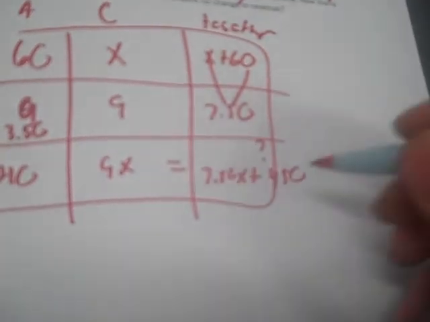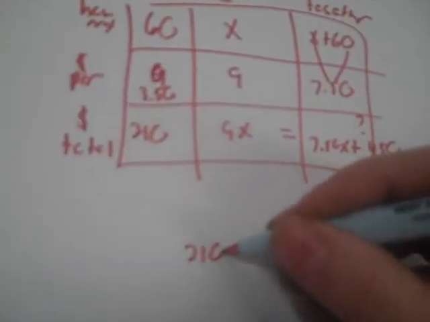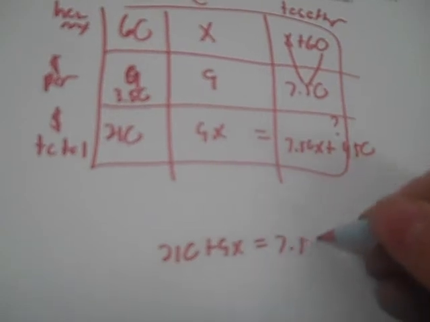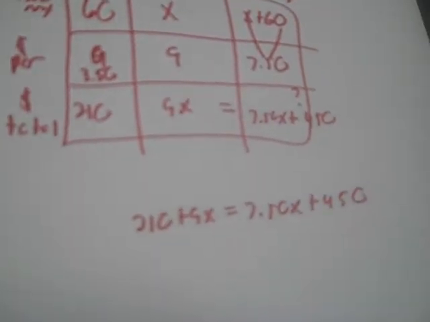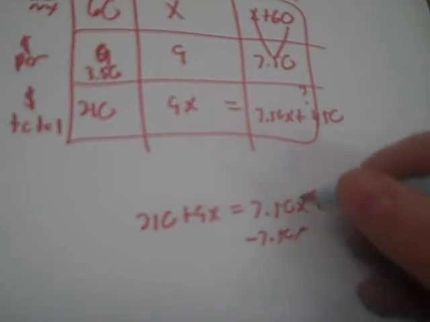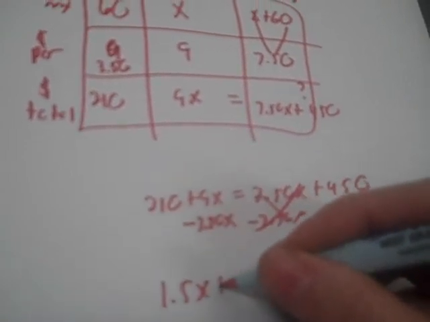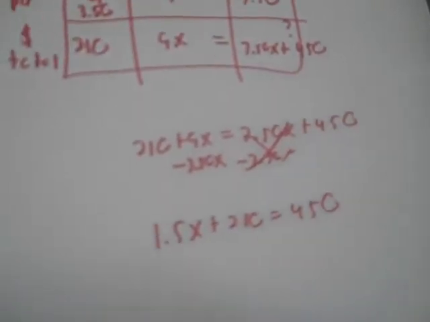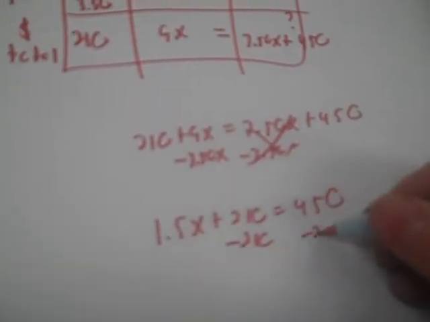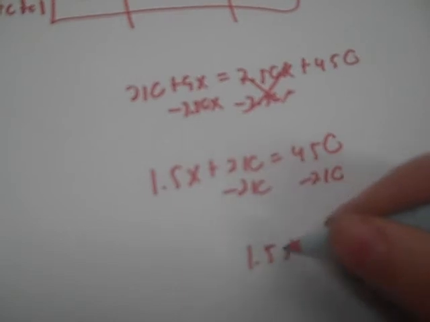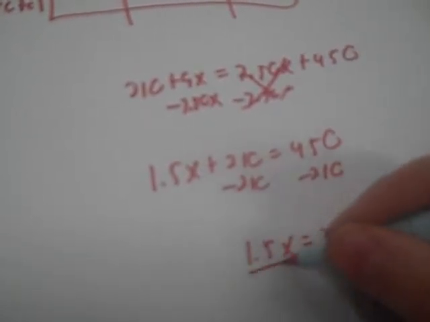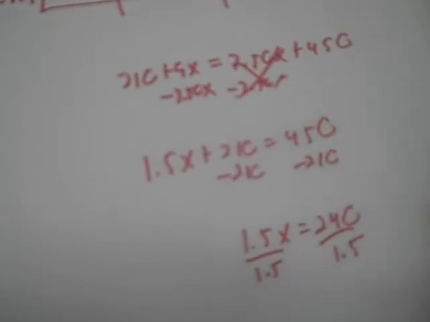Remember where the equals is at. It's right before your together. So we have 210 plus 9x equals 7.50x plus 450. So I subtract 7.50x. That's 1.5x plus 210 equals 450. Then we will be subtracting 210, and that's 240. Then I divide by 1.5. So 240 divided by 1.5 is 160. So I need 160 pounds of the cashews.